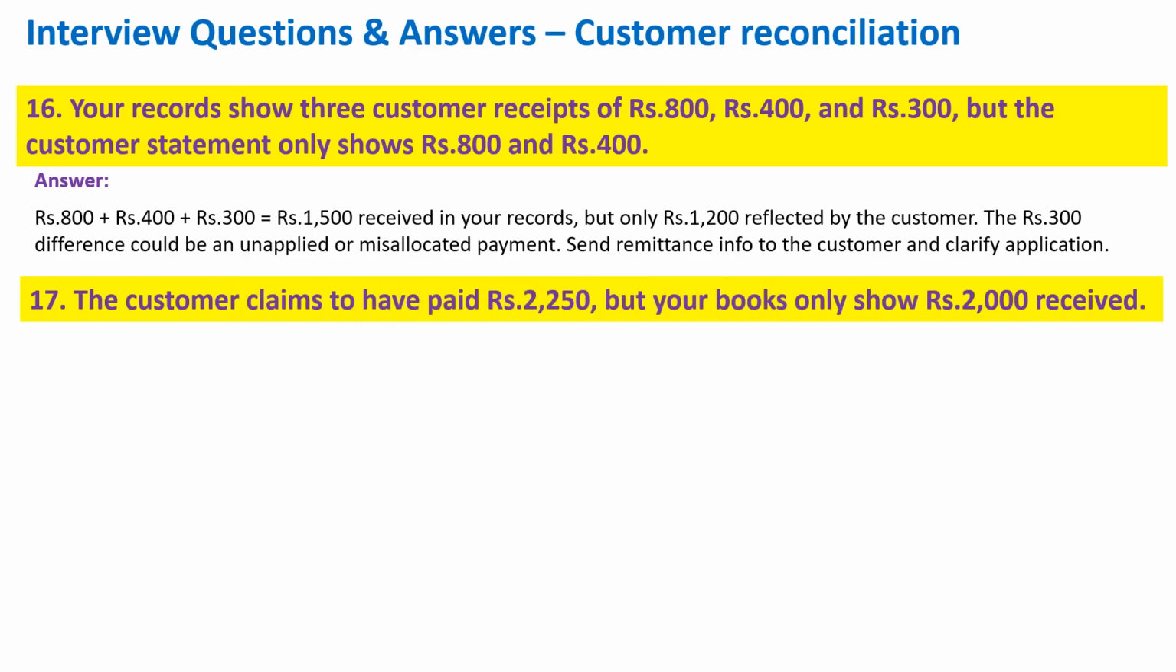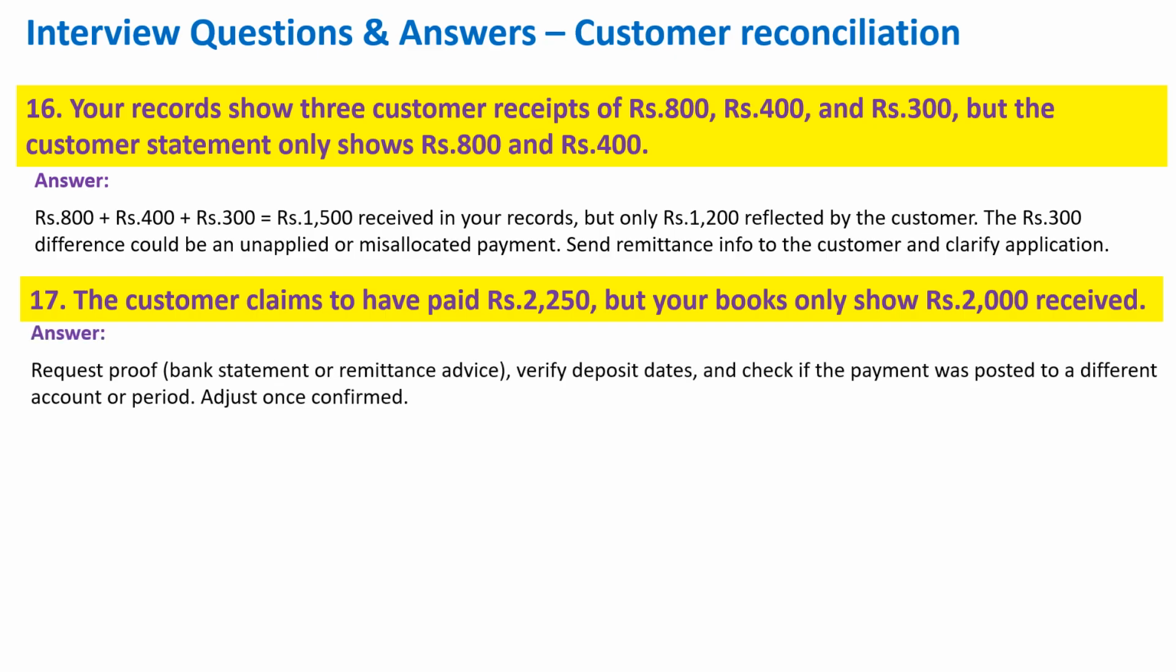Question number 17. The customer claims to have paid rupees 2,250, but your books only show rupees 2,000 received. So request proof, bank statement or remittance advice, verify deposit dates and check if the payment was posted to a different account or period. Adjust once confirmed.